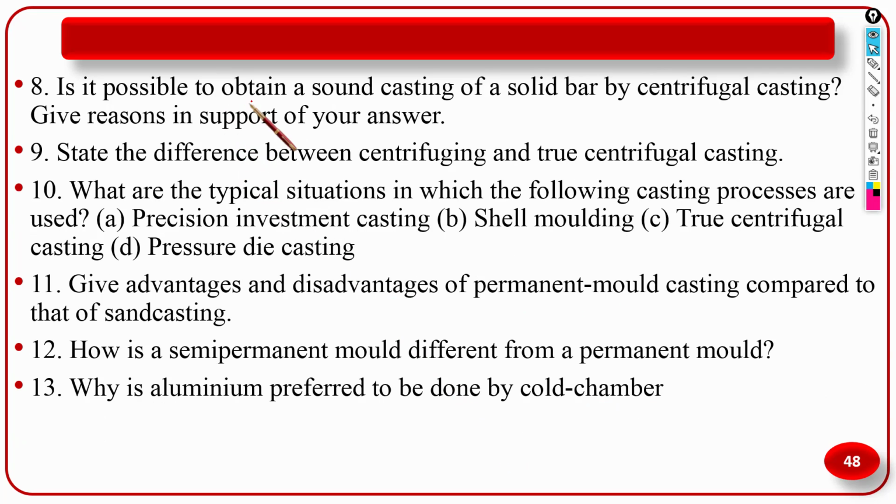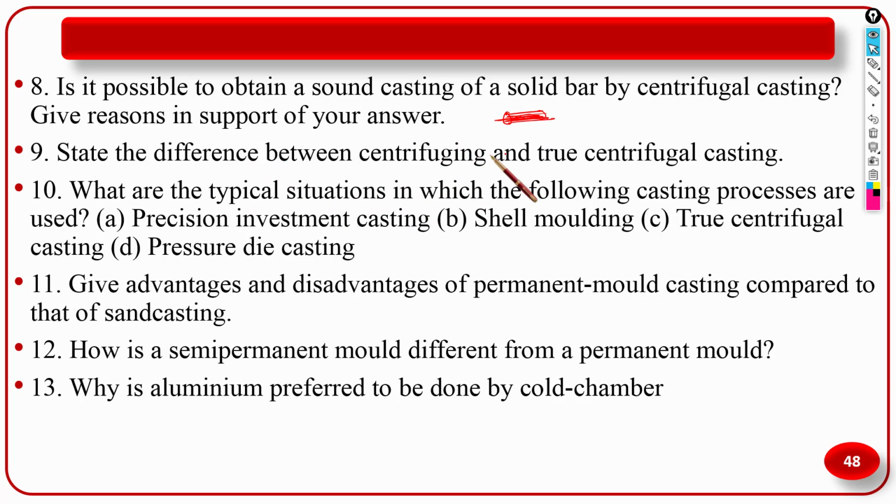Is it possible to obtain a sound casting of a solid bar by centrifugal casting? No. Sound casting of a solid bar by centrifugal casting is not possible, because solid is not for centrifugal casting. Solid objects cannot be made. A rod we have to make. It is not possible, so that is not possible.